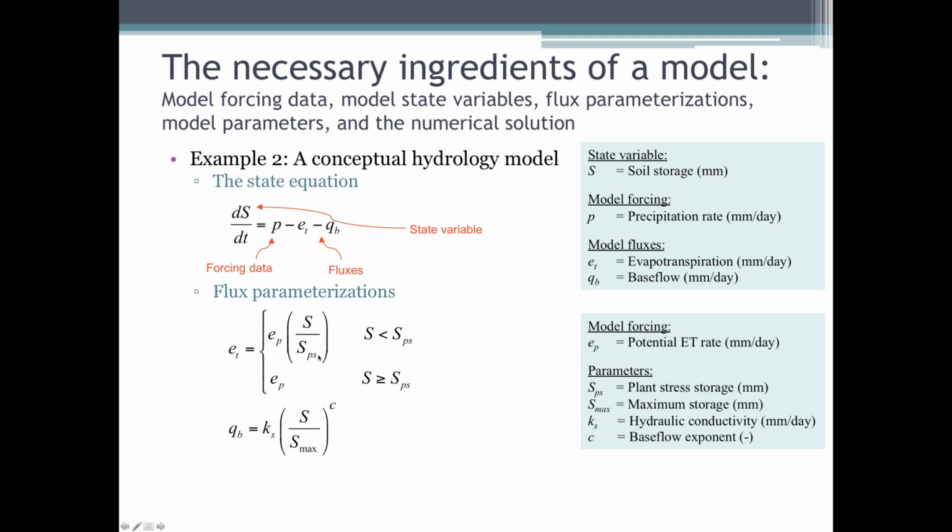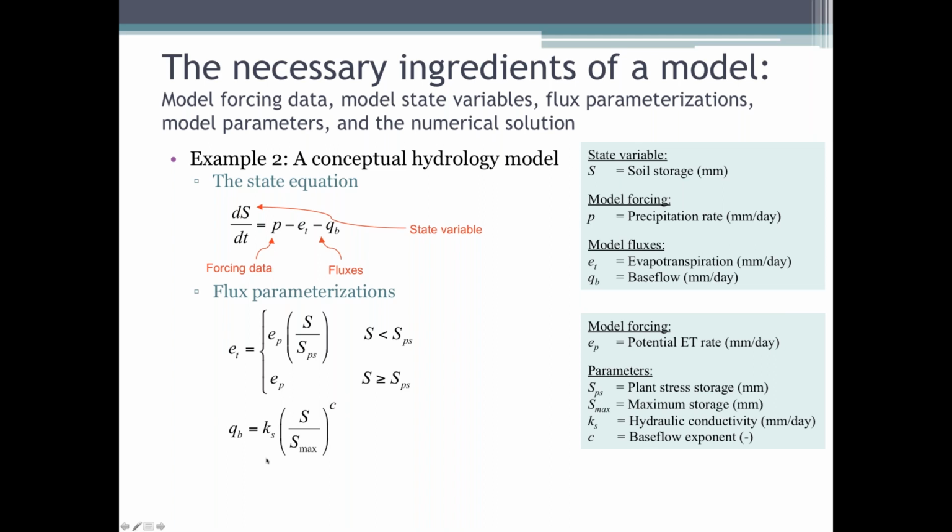The base flow is a function of the hydraulic conductivity, how fast water moves through the system, times, again, a ratio of the amount of soil water we have divided from some maximum soil water to some exponent.